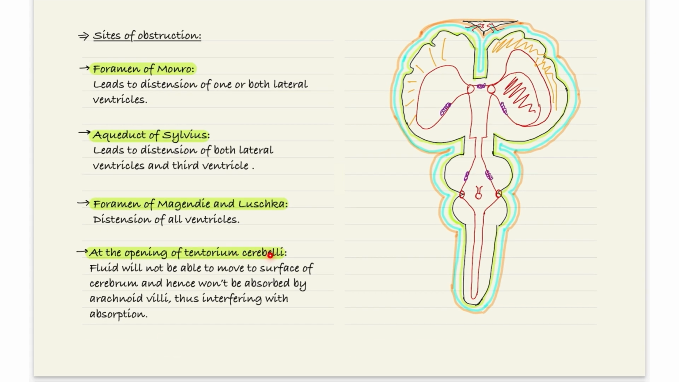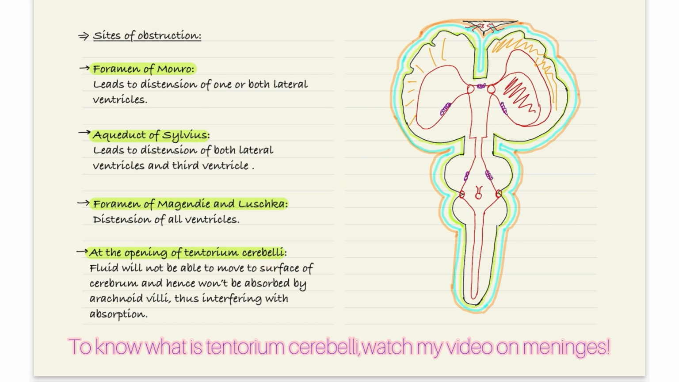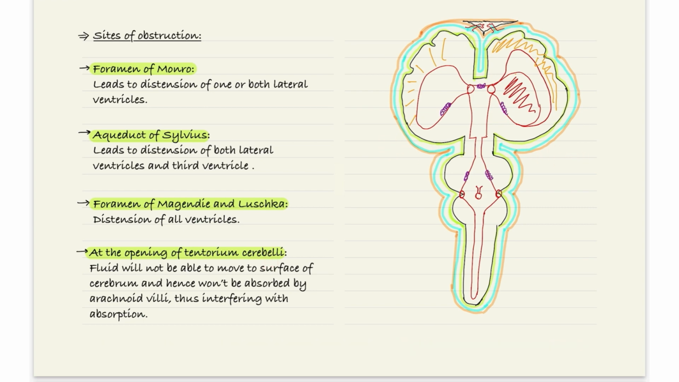Fourth is at the opening of the tentorium cerebelli. The tentorium cerebelli lies somewhere here in this plane. So the fluid will not be able to move to the surface of the cerebrum and hence won't be absorbed by the arachnoid villi, thus interfering with the absorption. So when the CSF moves from here to here, if there is any obstruction at this level, the CSF won't be able to move from the lower level to the higher level. Then the arachnoid villi cannot absorb the CSF, it will accumulate and it will lead to hydrocephalus.